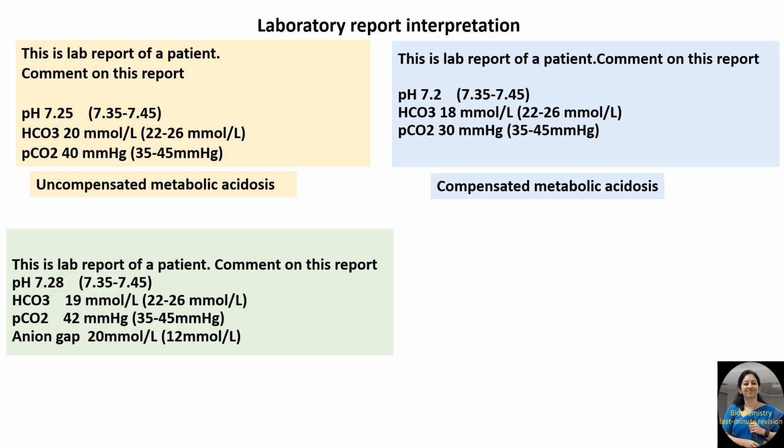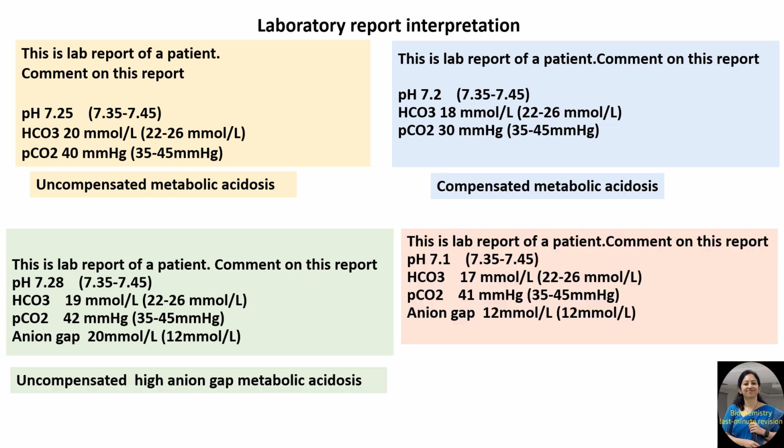Let's consider one more report. Now here pH is decreased, so it is acidosis. Bicarbonate is decreased and it is a metabolic component, so it is a metabolic acidosis. Because partial pressure of carbon dioxide is normal, it is not respiratory acidosis. Now check for the anion gap. Anion gap is increased, so this is a case of uncompensated high anion gap metabolic acidosis.